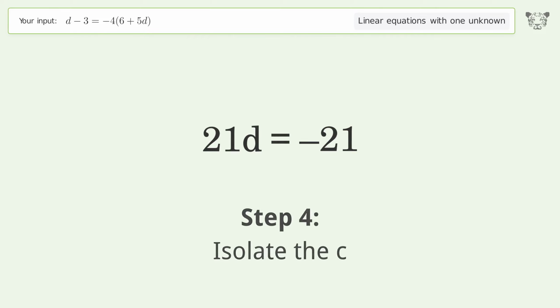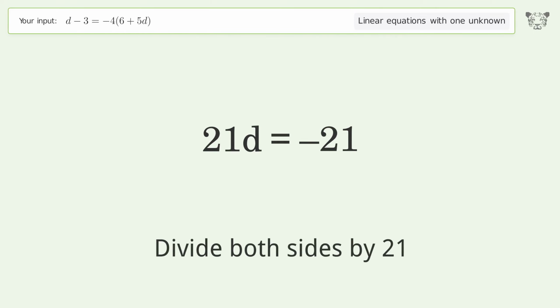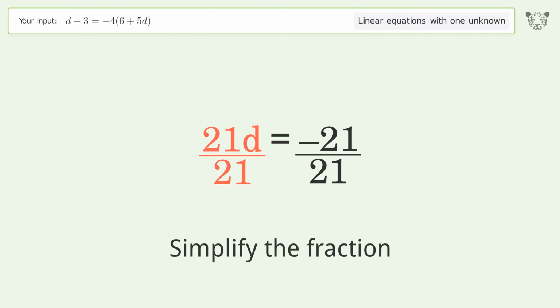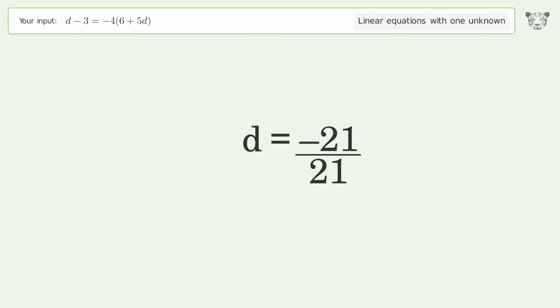Isolate the d. Divide both sides by 21. Simplify the fraction. And so the final result is d equals -1.